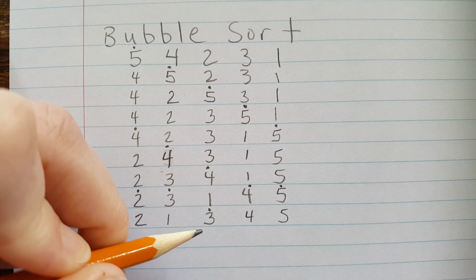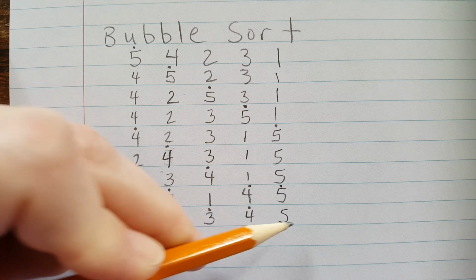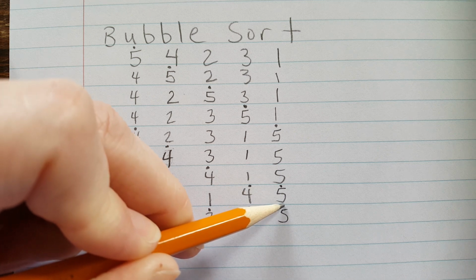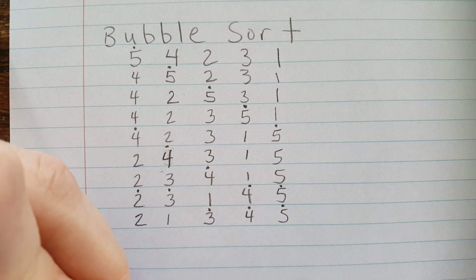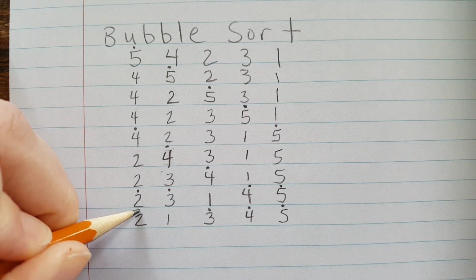3 and 4, not out of order, so I'm not going to swap them, and I'm going to move my dot along. 4 and 5, not out of order, so I'm not going to swap them, and I'm going to move my dot along, and now we're at the end. So now I'm going to go back to the beginning. And now I'm going to put my dot back there.